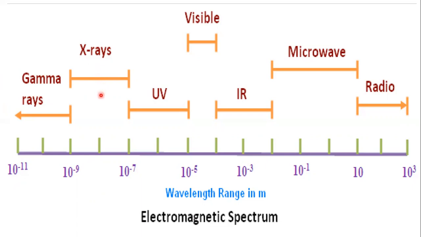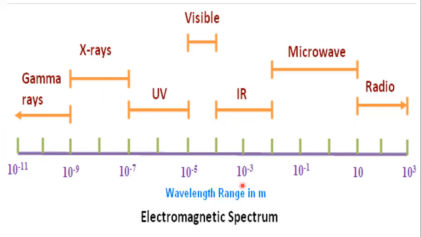If I need a high energy radiation, and energy E is equal to h nu, it means energy is proportional to frequency. If I am going to select a radiation which will have high energy, it's very simple. I need to select a high frequency radiation. So which one of them has high frequency radiation?